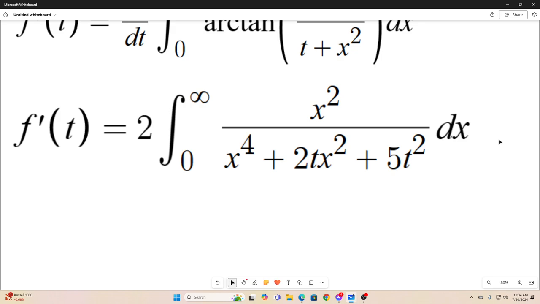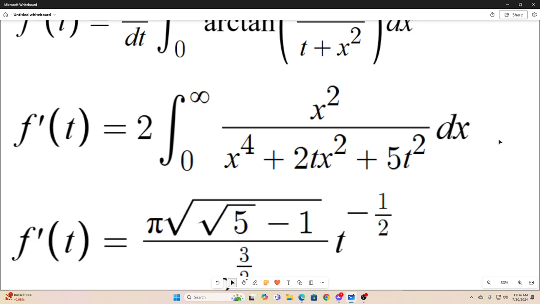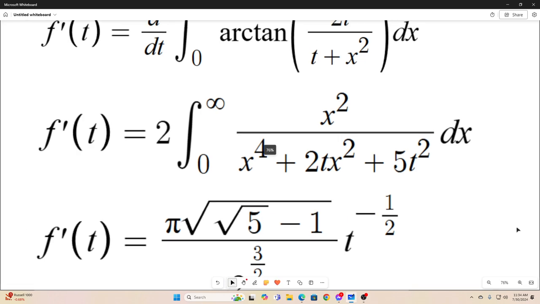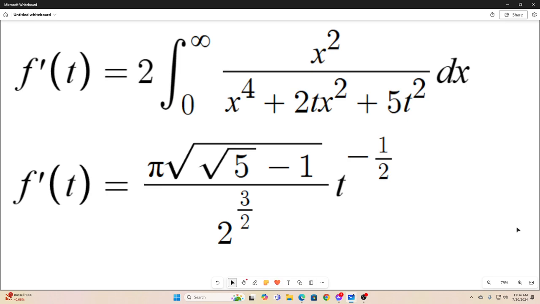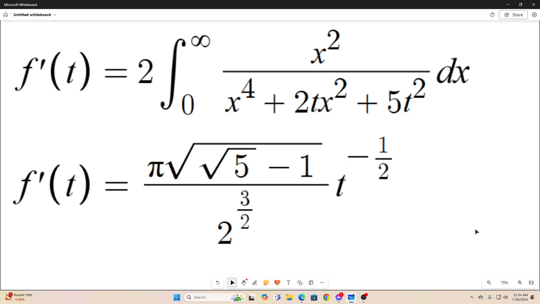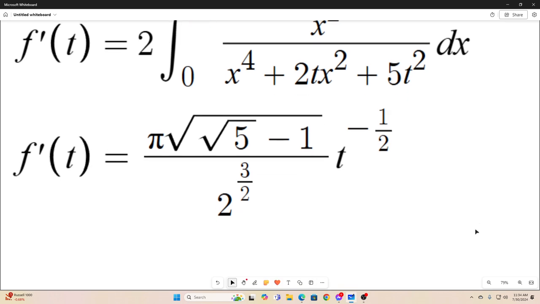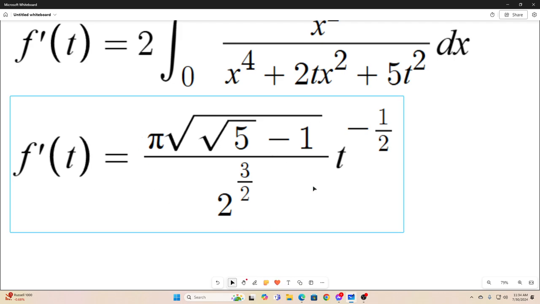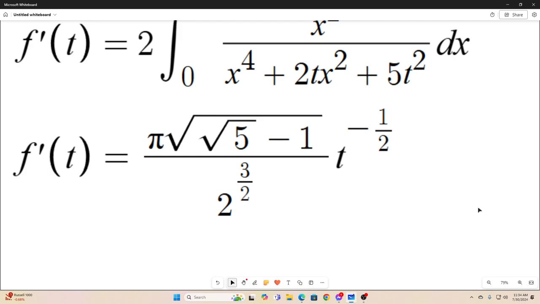But what you get when you evaluate that is that f prime of t is equal to this nasty thing right here: pi times the square root of the square root of 5 minus 1 over 2 to the 3 halves times t to the negative 1 half. Great. So now we have f prime of t, and you'll notice that this f prime of t is very easy to anti-differentiate because this part right here is just a constant.